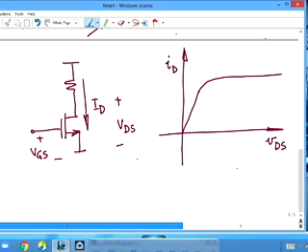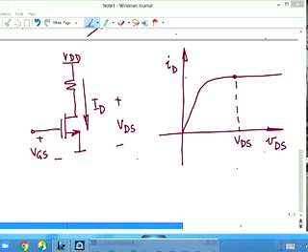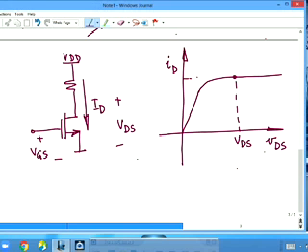Now what you do is you observe the circuit at its DC operating point. At its DC operating point, I see that my drain to source voltage is capital VDS. The current is capital ID. So I observe it at this operating point.